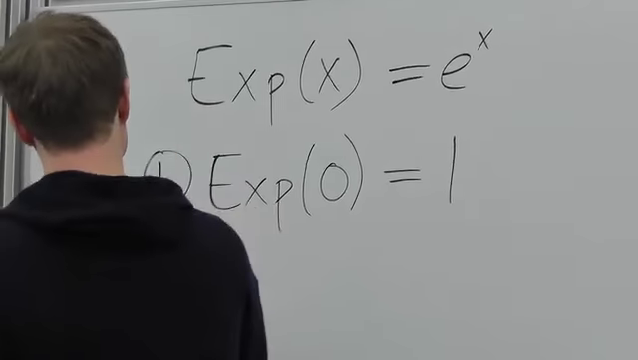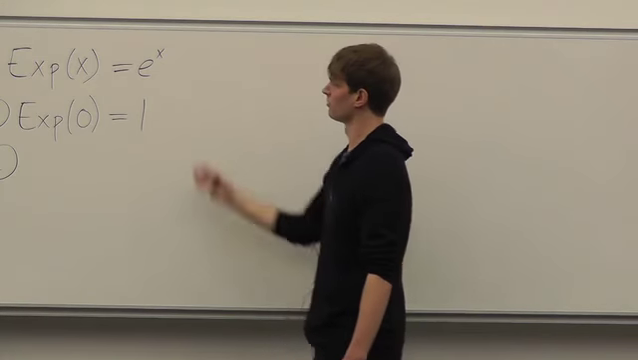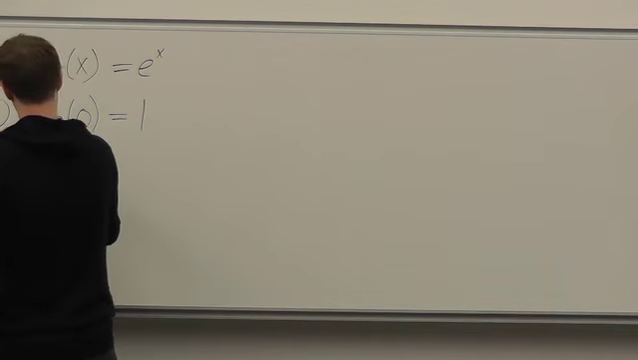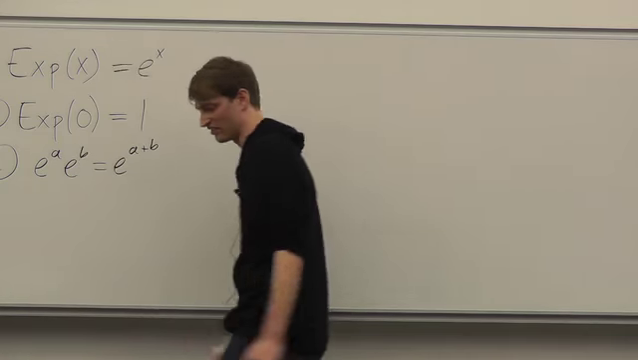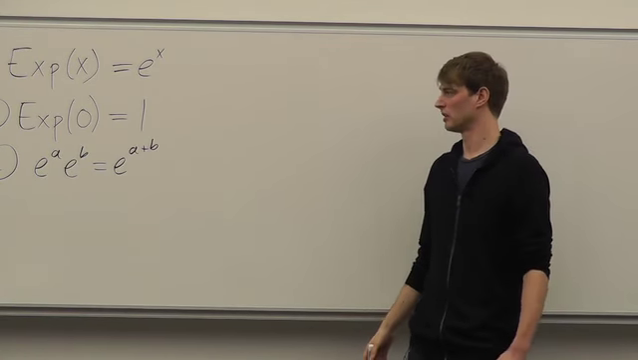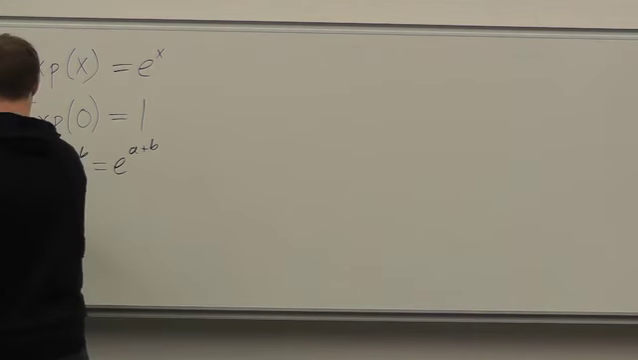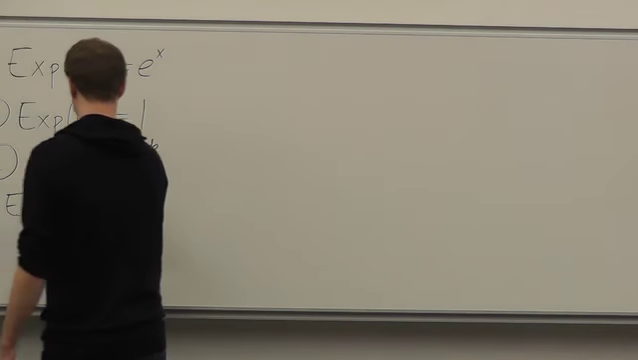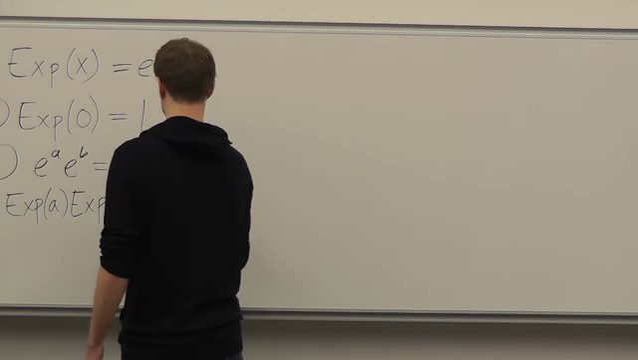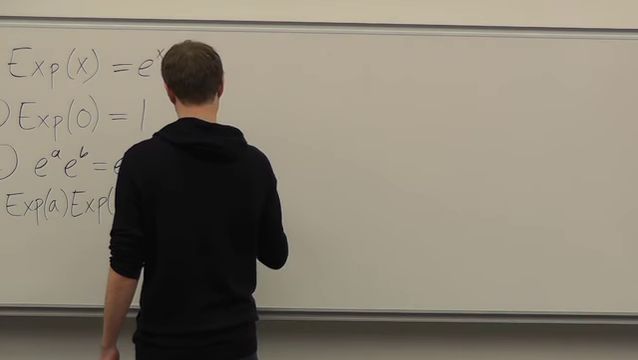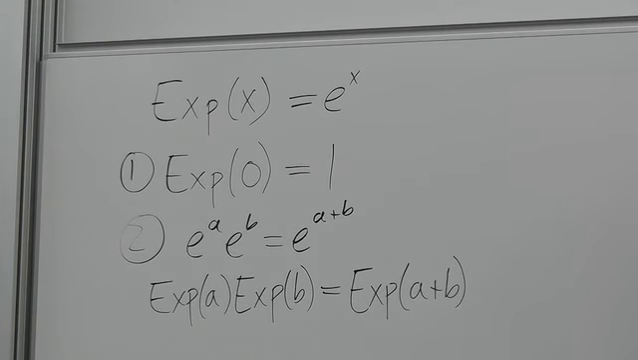Second property, well, I want the exponent function to look a bit like this, and I know how to multiply things like this. e to the a times e to the b is e to the a plus b is what we'd like to write. So in terms of this function, exponent of x, this translates to exponent of a times exponent of b equals exponent of a plus b. So here's two properties, and they're both exponent-like.